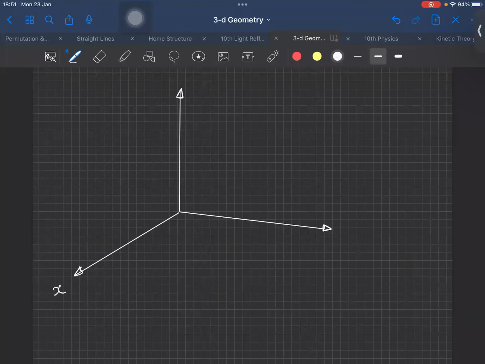Let's say this is X, this is Y, and this is Z. Now, do you know how we decide which one will be positive X, which one will be positive Y? Do we have an idea about which side will be positive and which will be negative? Anybody?